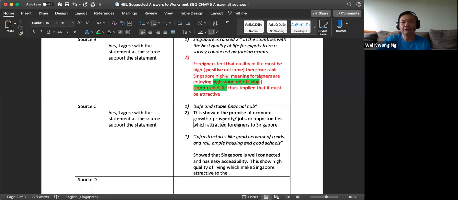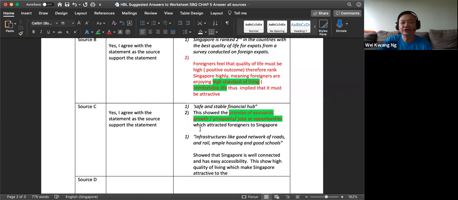Make sense to you so far? The idea is that this statement, this evidence, the safe and stable hub, implies that there is a promise of opportunity, a promise of growth, a promise of prosperity. All these things are what we call the evidence that you can pick up for this particular statement. So in this case, this is your explanation that we're talking about.